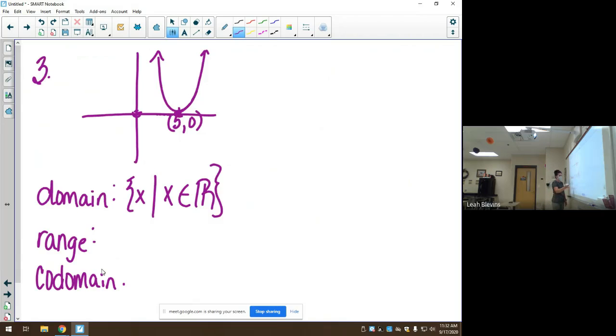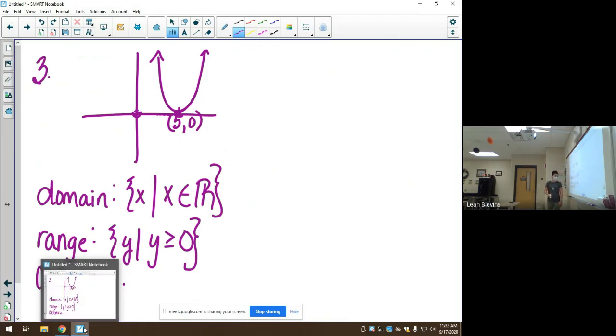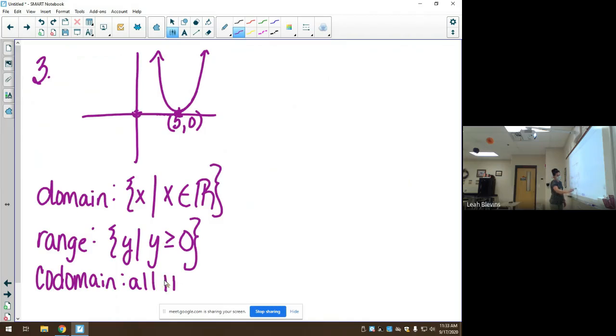And what is my range? Perfect. Y such that y is greater than or equal to 0 because it starts here at 0 and goes up forever. And my codomain is all real numbers. Since these are different, it is not onto.